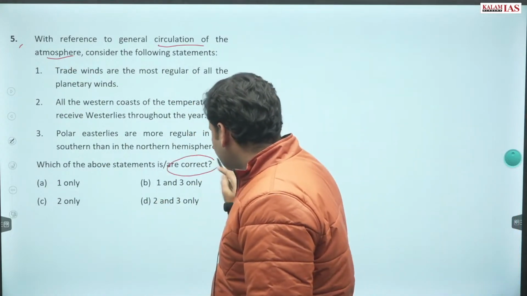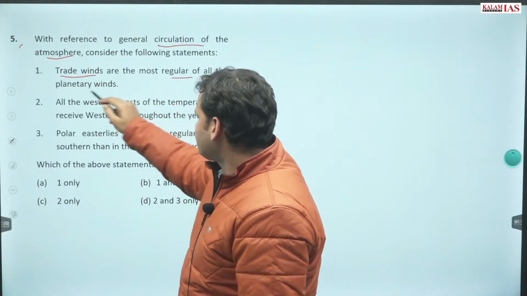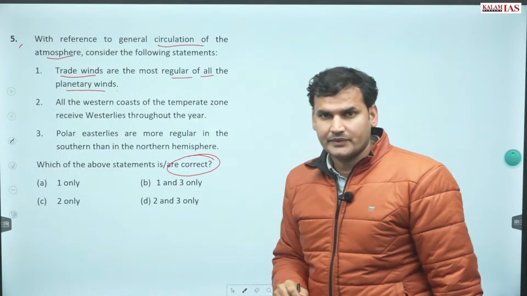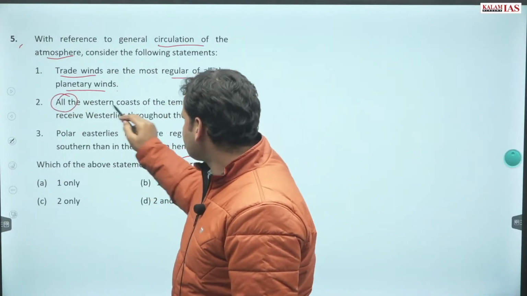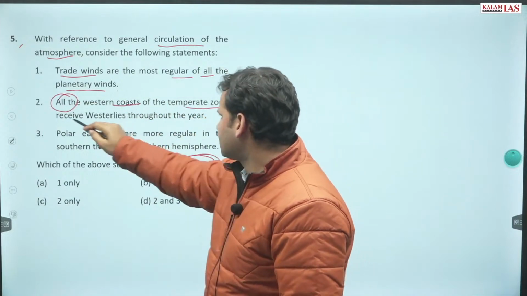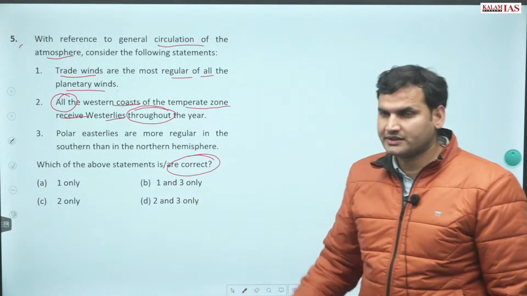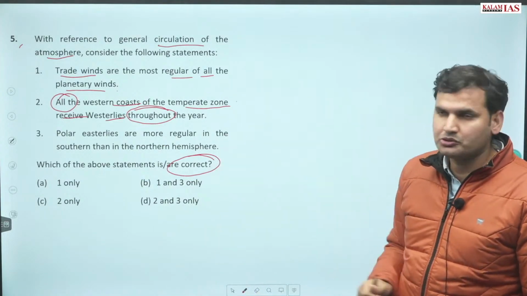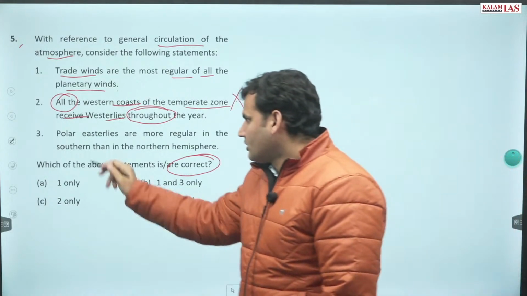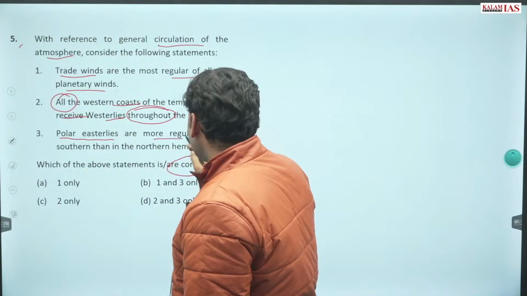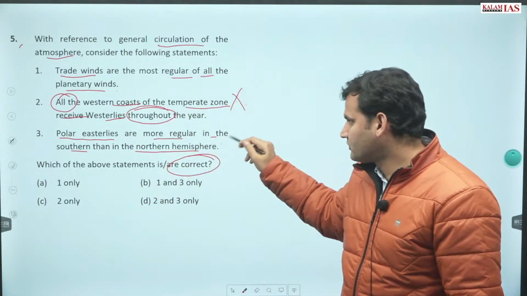आपसे क्या पूछा है? Correct. Trade winds are the most regular of all the planetary winds. Yes, this statement is true. Second, all the western coast of temperate zones receive westerlies throughout the year. No, this statement does not hold true. This statement is wrong. Polar easterlies are more regular in the southern than in the northern hemisphere. Why this statement is true?